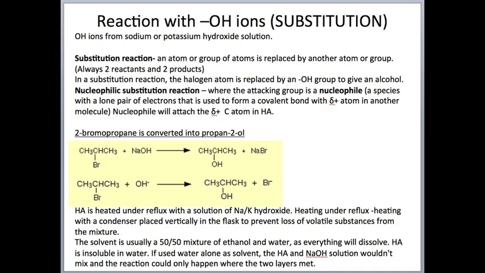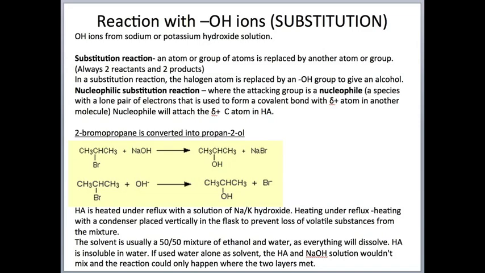So in the example, 2-bromopropane is converted into propan-2-ol. The halogenoalkane is heated under reflux with a solution of sodium or potassium hydroxide. Heating under reflux means heating with a condenser placed vertically in the flask to prevent loss of volatile substances from the mixture. The solvent is usually a 50-50 mixture of ethanol and water, and we do this because everything will dissolve in that.